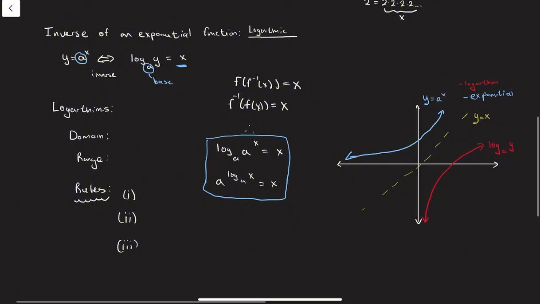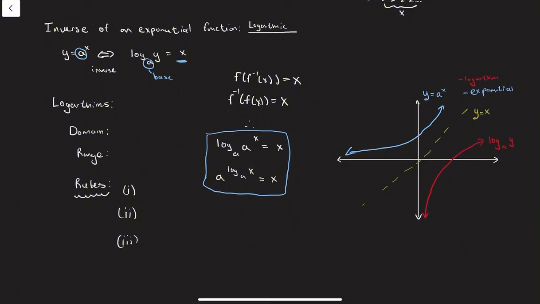Perfect. So now if we want to look at the domain and range of log, well, we know it's the inverse of exponential functions. So the domain then becomes the range of the previous, which is 0 to infinity. And the range varies from -infinity to infinity, which you could gauge from the graph.